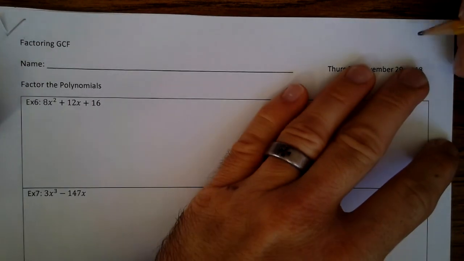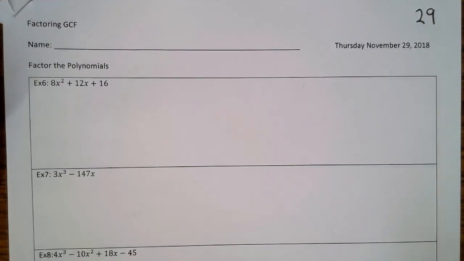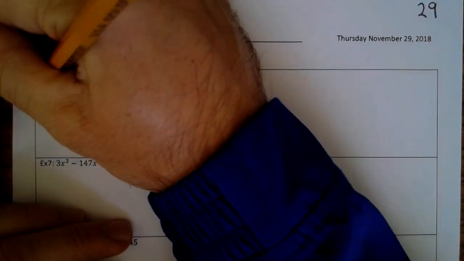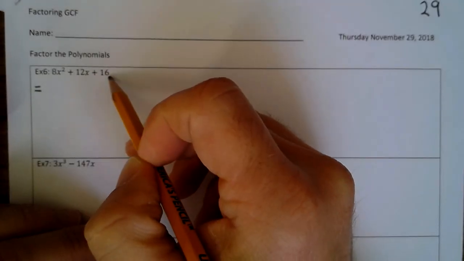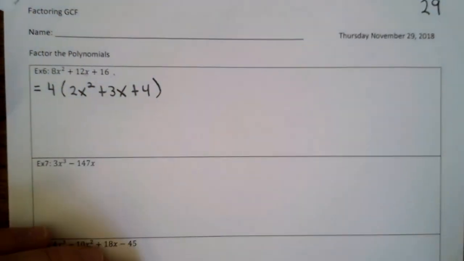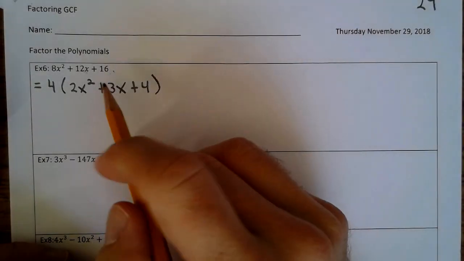Okay, example 6. So it looks like here, the greatest common factor, you want to say 8, but 12 divided by 8 and 16 divided by 8. No, 16 works, but 12 doesn't. So the largest is 4, which leaves 2x squared plus 3x plus 4. All right. Now, the way we got this, 8 divided by 4 is 2, 12 divided by 4 is 3, 16 divided by 4 is 4. So now we draw our box.